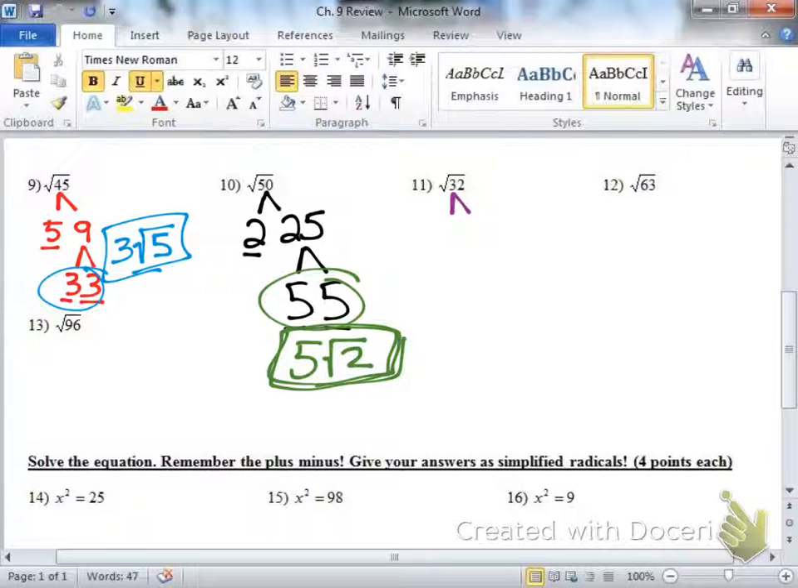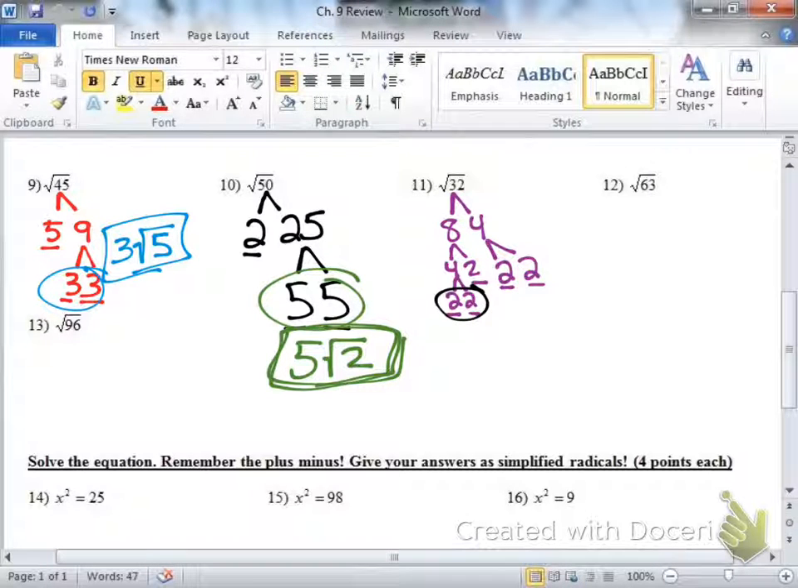Thirty-two. 8 and 4. 8, 4 and 2. 4. All right, so we have a 2, 2, 2, and then back up here we have another 4, which is a 2 and a 2 again, right? So we have 5 2s. That's a nice one.